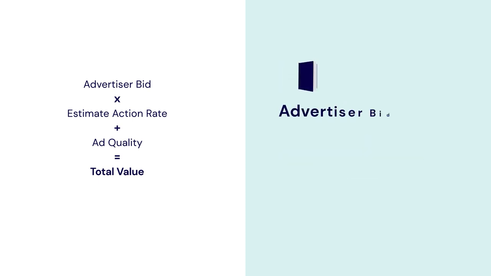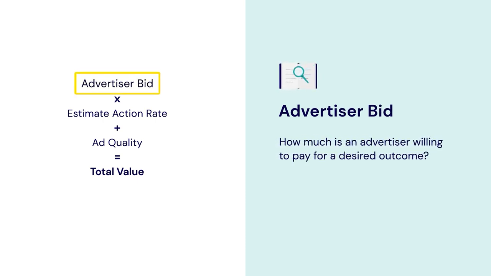The advertiser bid is how much an advertiser is willing to pay to achieve their desired outcome, like a website visit or a newsletter sign up. You can manually set that bid, or you can let Meta automatically determine what your bid should be. The more money you bid, the higher your advertiser bid will be. It's good to remember, though, that the winner of an auction is not simply the advertiser that pays the most. It's a combination of all the factors in the equation.